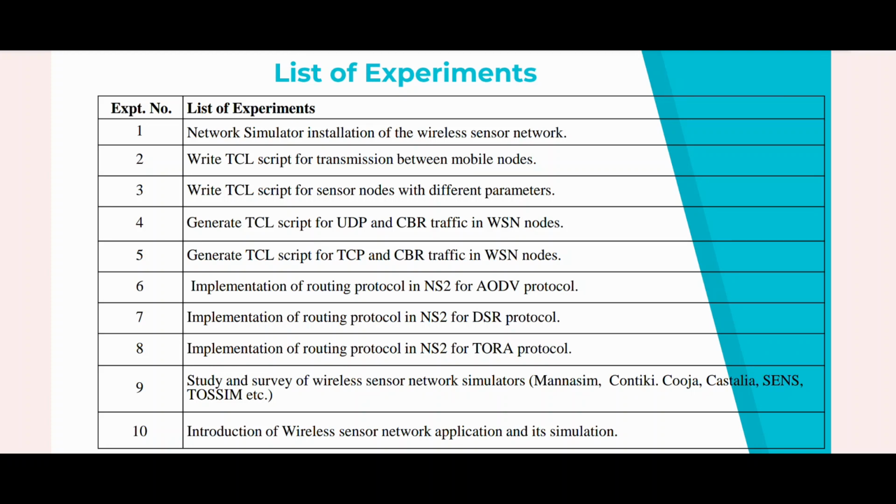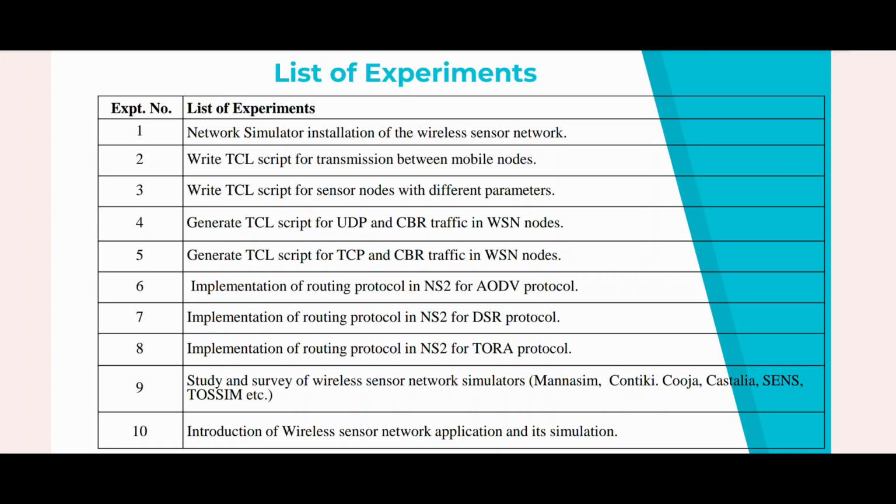So initially we must know how to install the WSN simulator. Next, we need to write a TCL script for transmission between mobile nodes. If wireless sensor nodes are movable, we can call these the mobile nodes. And if they want to communicate with each other, how to write a specific TCL script for communication between these mobile nodes. So that can be the second experiment. Third one is to write the TCL script for sensor nodes with different parameters. So we need to vary some technical parameters, and we need to check the impact of it in your existing WSN network. That can be your third experiment.